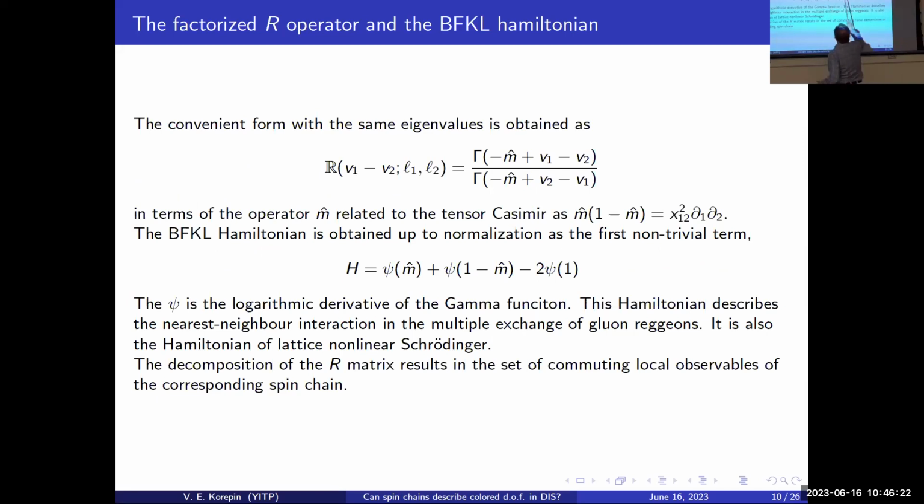This is the R matrix which intertwines two L operators in two different quantum spaces. That's exactly the one which we saw on Wednesday, on Wednesday for lattice nonlinear Schrödinger. The Hamiltonian is also, this is the logarithmic derivative of the gamma function. So this looks good to me.